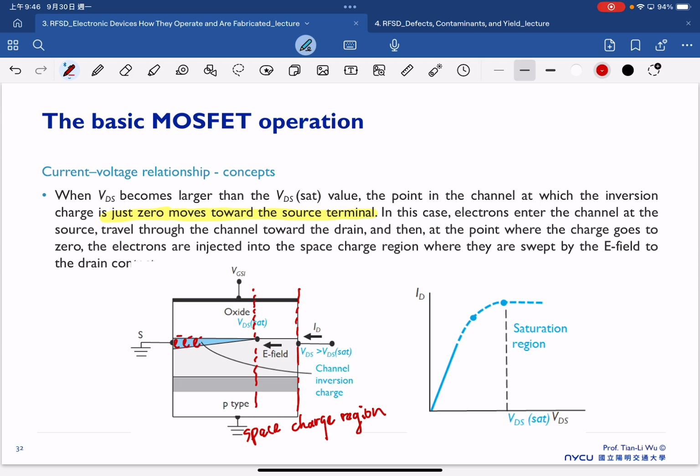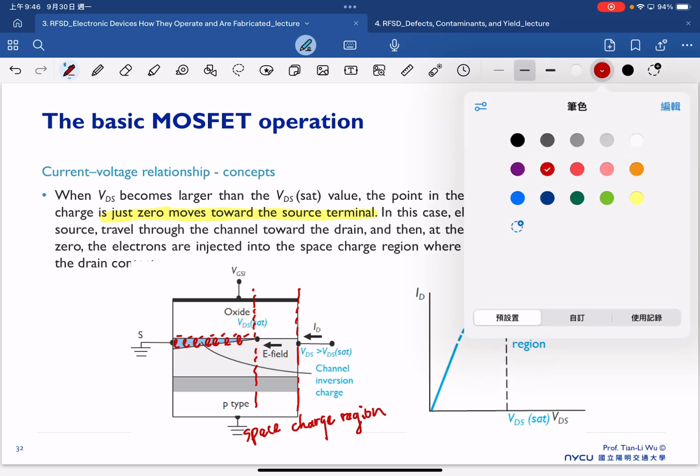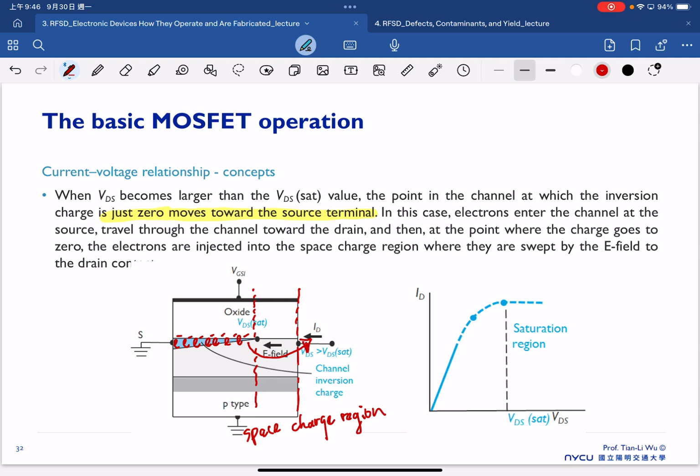So we have an electron channel, inversion electrons at the channel. But once the electrons start to move from source to the drain side, and once the electrons reach this point, they will start to be influenced by our electric field. Because this is under reverse bias, this is inside the space charge region, we have a very high electric field in this region. And therefore, travel through the channel toward the drain. At the point where the charge goes to 0, the electrons are injected into a space charge region where they are swept by the electric field to the drain corner.